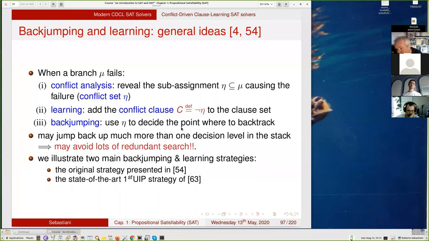Then remember one important fact: eta is such that if I had decided all the elements in eta from the beginning, this would have caused me, by unit propagation, a failure on the very same clause. Once I have found by magic this eta, I negate it. I write a clause which is defined as the negation of this eta. Remember that eta is a conjunction of literals, which means that C is a disjunction of literals. The negation of the conjunction is the disjunction of the negations.